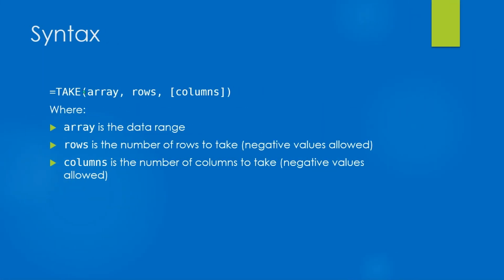Now for a quick introduction to the syntax for Excel's take function. As in Python, you need to specify the source data, an Excel range, and you need to specify how many rows you're going to take and how many columns you're going to take. And please note that we can take negative values as well. I'll show you how to take negative values shortly.